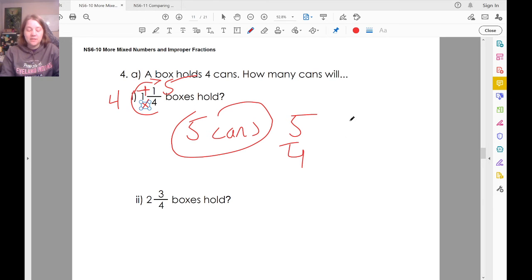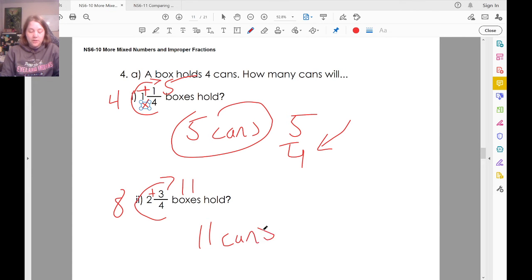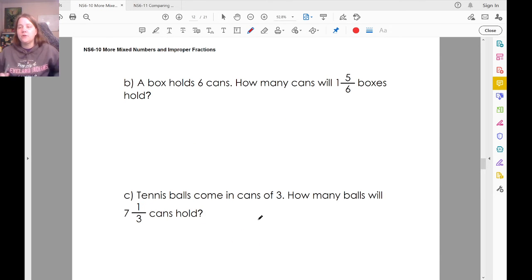The fourth tells us how many each box will hold. 2 3/4 of a box: 2 times 4 is 8, plus 3 is 11. So this one will hold 11 cans. Go ahead and try this, and when you come back, we'll talk about it.